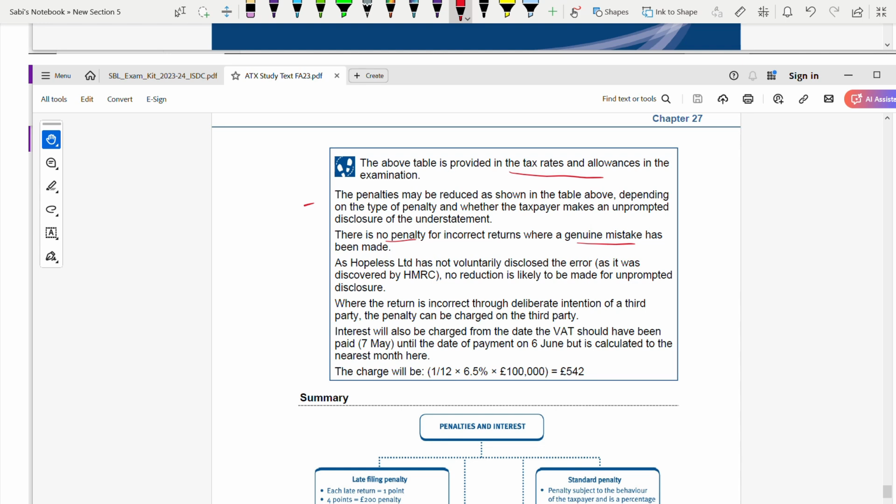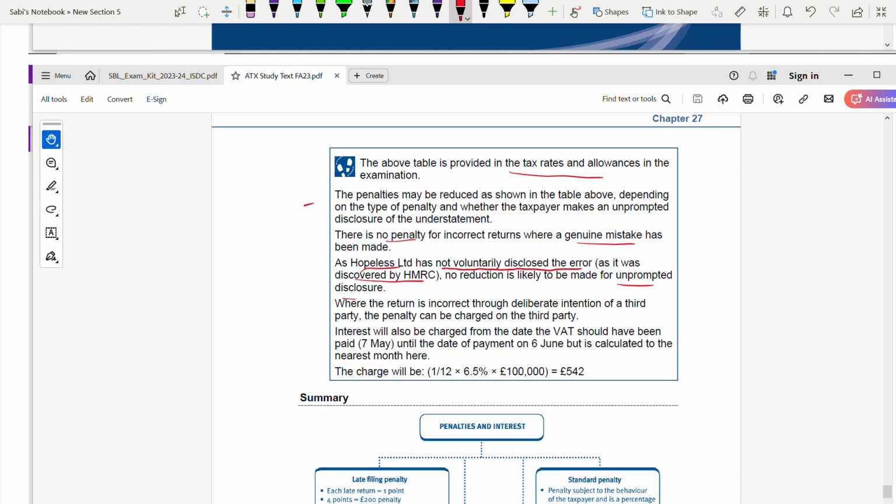But here, did they voluntarily disclose? No, they have not voluntarily disclosed the error. Otherwise the question would have told you. This was instead discovered by HMRC. So no reduction is likely to be made for unprompted disclosure. There is no reduction for it.